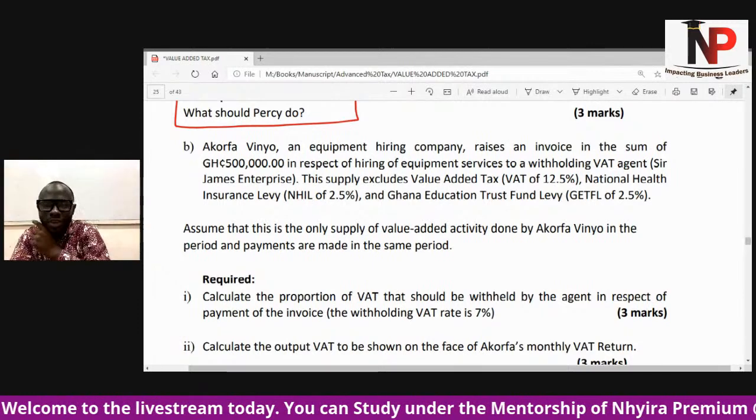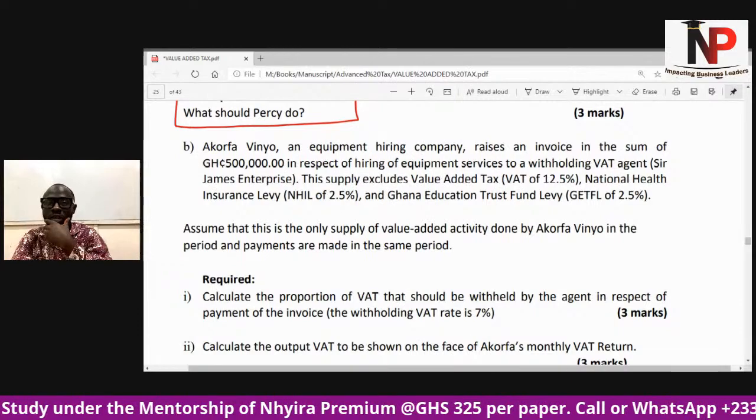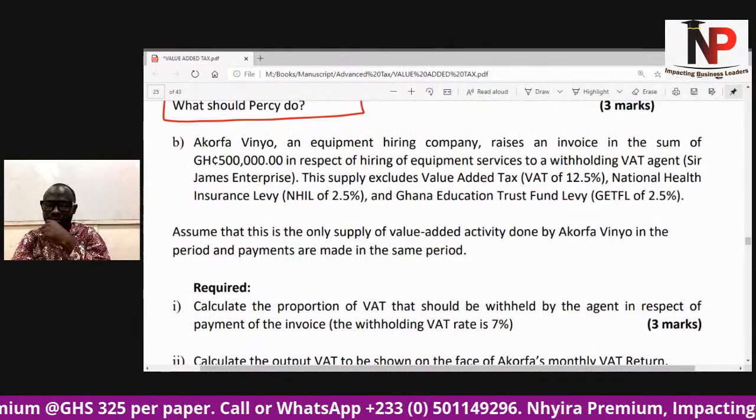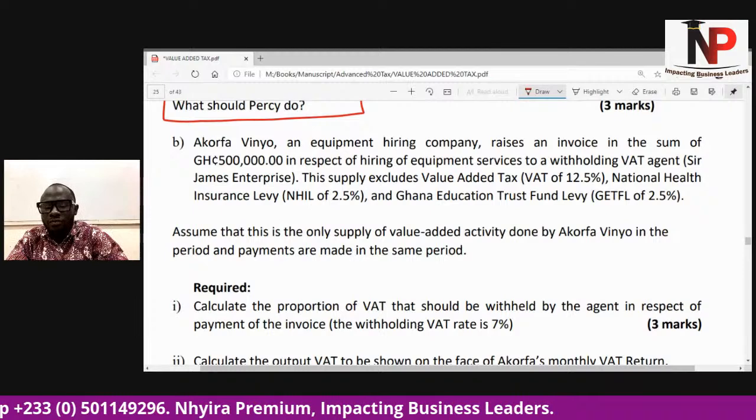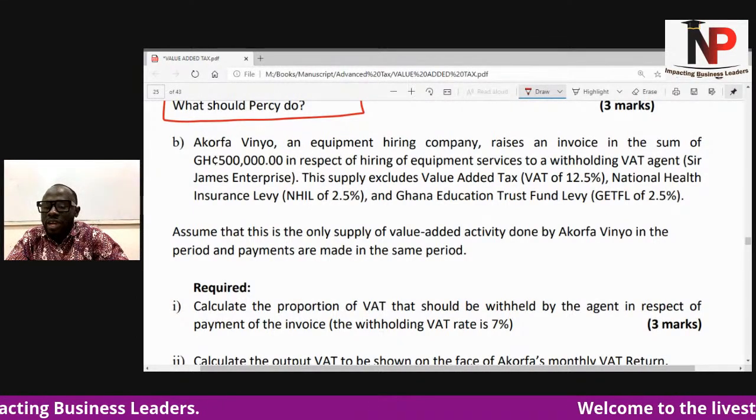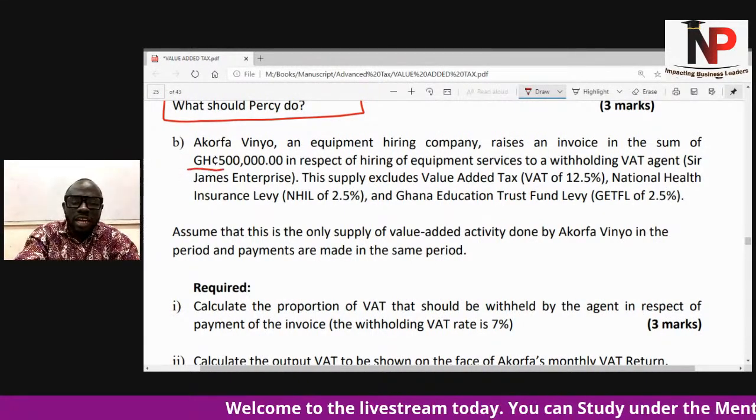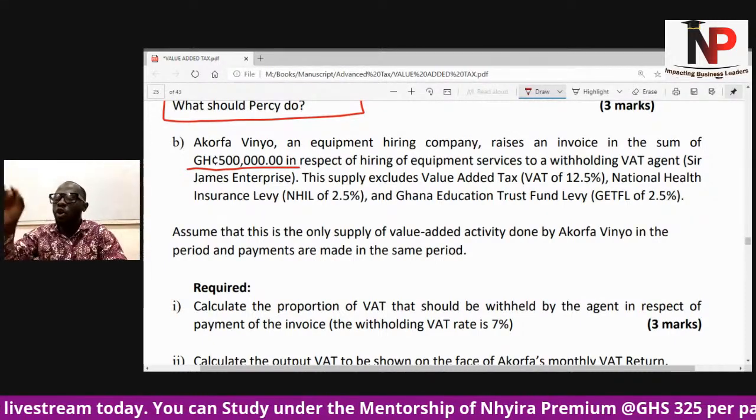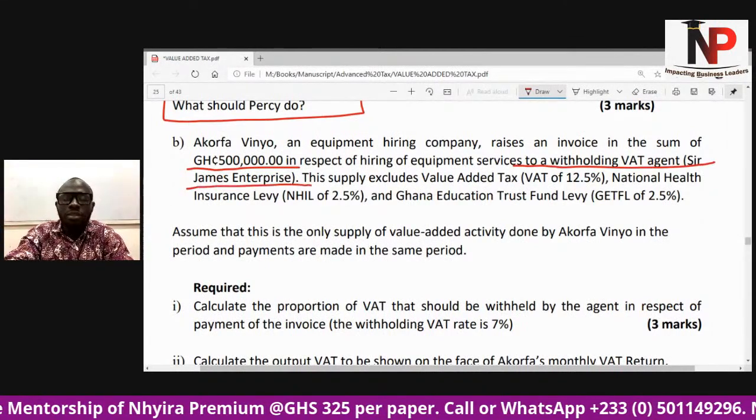Now, let's look at this question here, and this is where the real deal is. So follow me on this question very well as we look at it in this case. Akofa Vignon, an equipment hiring company, raises an invoice in the sum of 500,000 Ghana cedis in respect of hiring of equipment services to a withholding VAT agent, Sir James Enterprise.